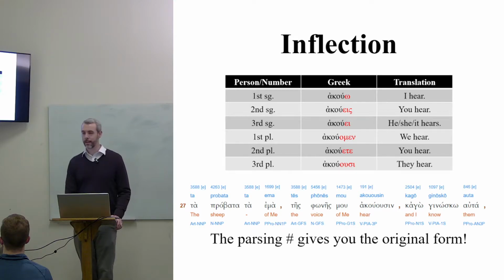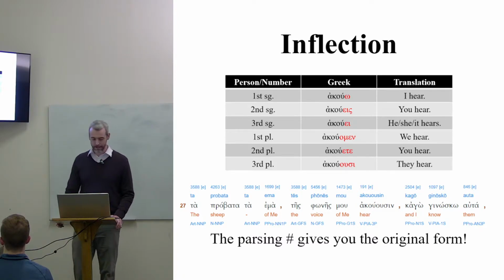Akuousi is they hear. And with this they, it's the same as the third person singular: you have to let context determine, is this a masculine they, a feminine they, or a neuter they? They doesn't tell you. You have to figure it out from the context.